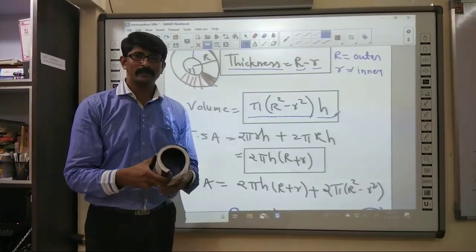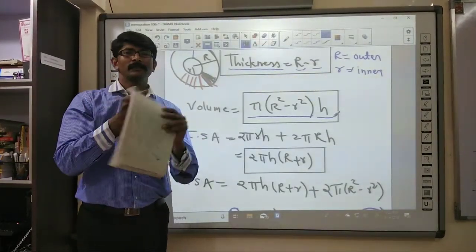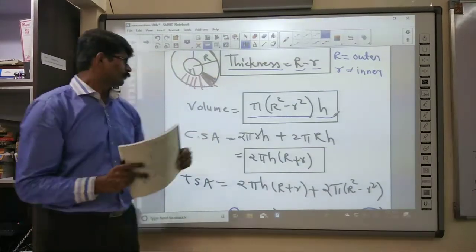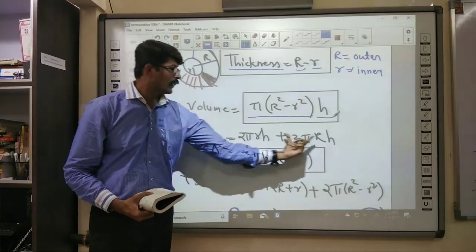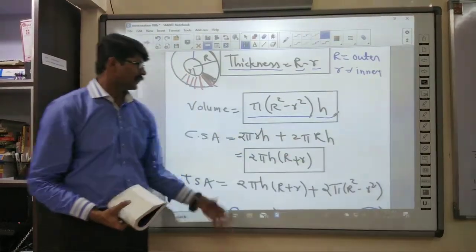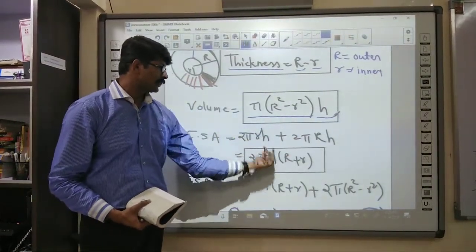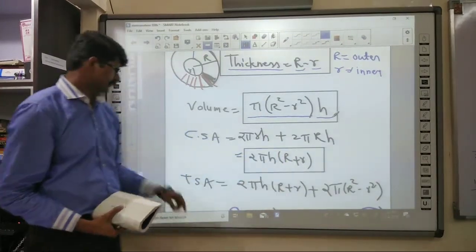You can calculate the inner surface area as well as the outer surface area. So what is the curved surface area? Inner surface area would be 2 pi r h, outer surface area would be 2 pi R h. So just do that: 2 pi h into (R plus r). It's that easy, isn't it?